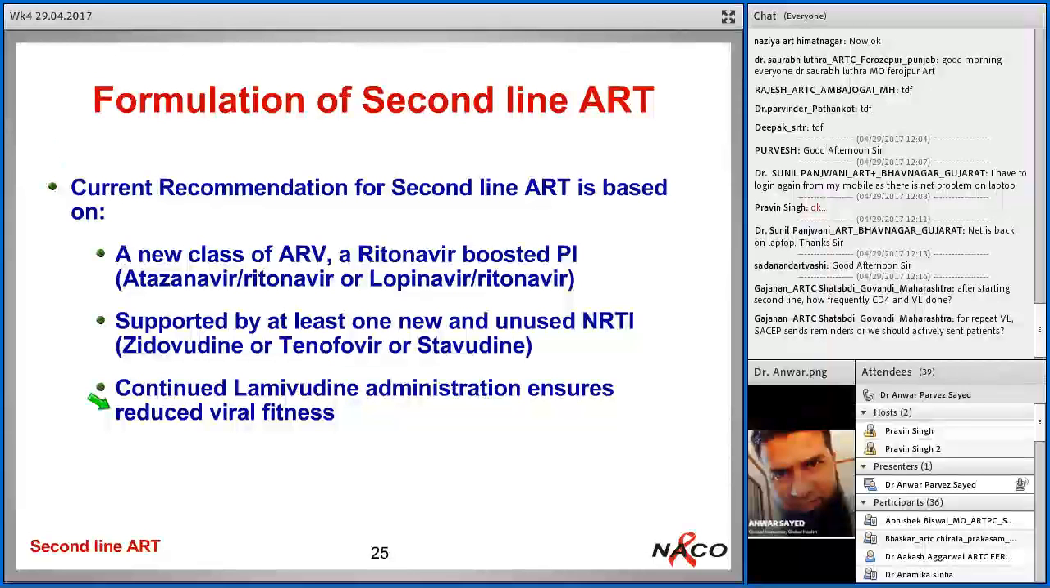For repeat viral load, SASEP sends reminders, or we should actively send patients. I suggest that you confirm availability of kits before you send patients to SASEP, but it is better to send a referral, because if they don't have kits, they will tell you so. But if you see the guidelines, after 6 months you need to do a repeat viral load testing, just to see whether the patient's viral load has suppressed or not.